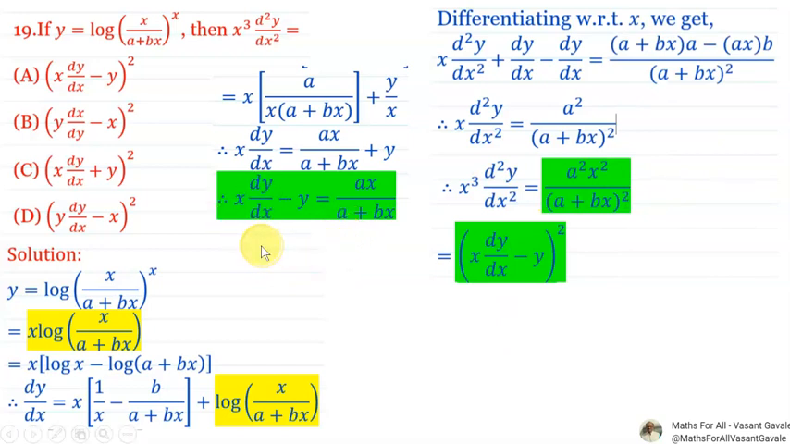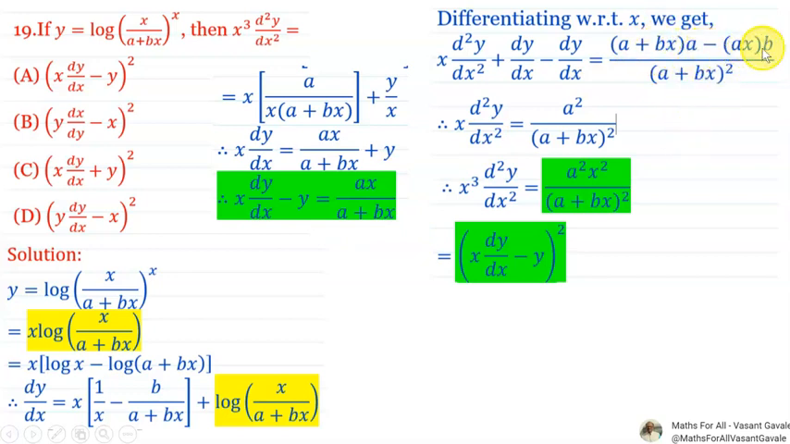x into dy by dx, x as it is. The derivative of dy by dx is d2y by dx square, plus the derivative of x is 1 into dy by dx. Derivative of y is dy by dx. Again ax upon a plus bx, here we will apply the quotient rule. a plus bx, derivative of ax is a, minus.